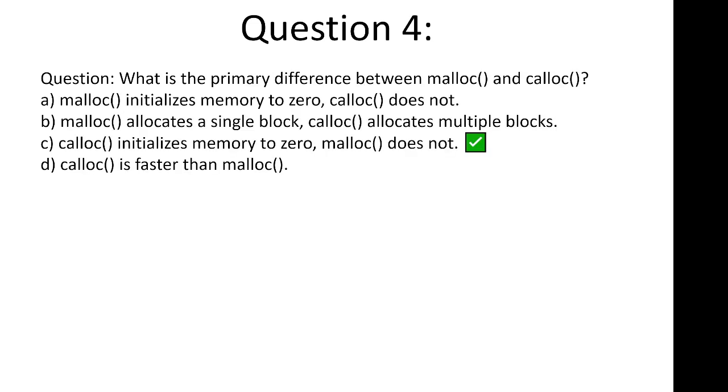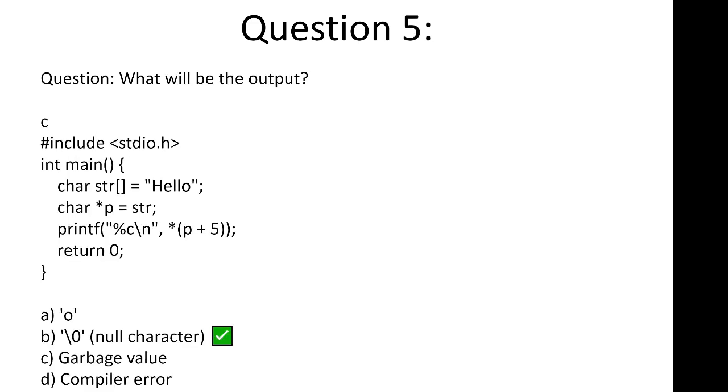Next, what is the primary difference between malloc and calloc? This is one of the standard questions. Here four options are given. Malloc initializes memory to 0, calloc does not. Malloc allocates a single block, calloc allocates multiple blocks. Calloc initializes memory to 0, malloc does not. Calloc is faster than malloc. So the right answer is C, because calloc initializes memory to 0.